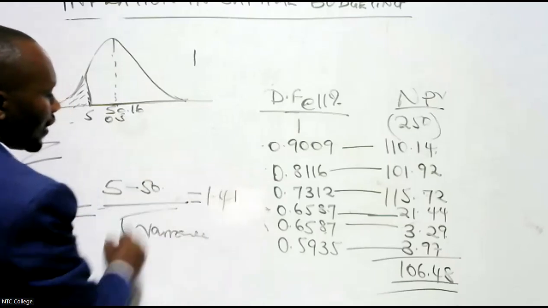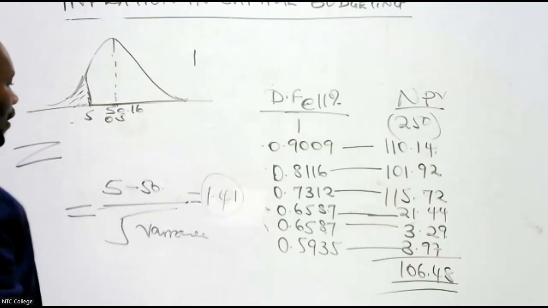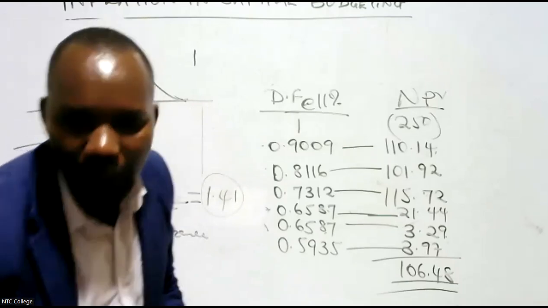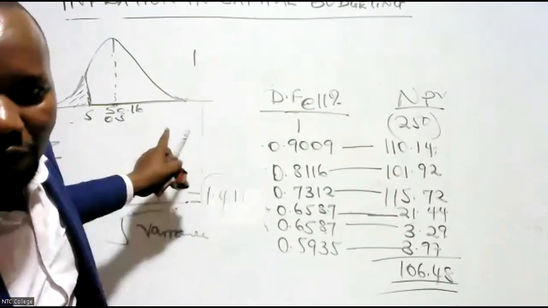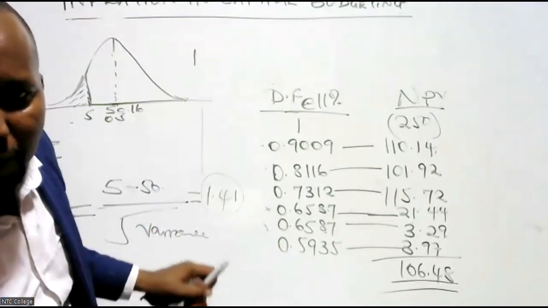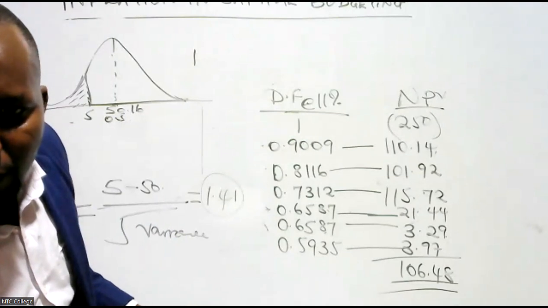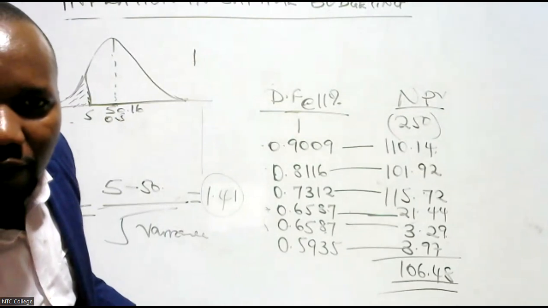Whatever figure you're getting here, go and look for it in the normal distribution table. You just go to the table, which is there. For them to set you this question, they have to give you a table. So the table that was given, let me check the downloads if I have it.